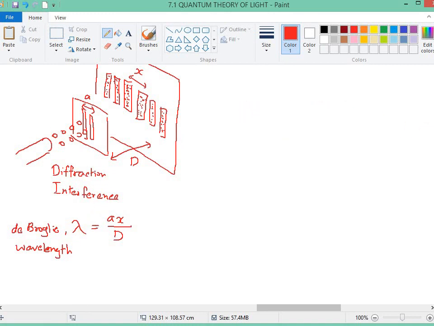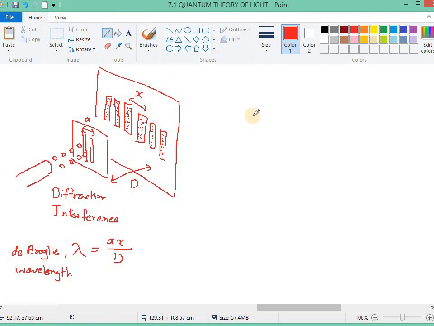What Louis de Broglie also hypothesized is that the relationship between the de Broglie wavelength and the momentum of the particle is inversely proportional. So how is it that he could find this out? What he did was increase the velocity of the electron. He found that when the velocity of the electron increases, the wavelength decreases.